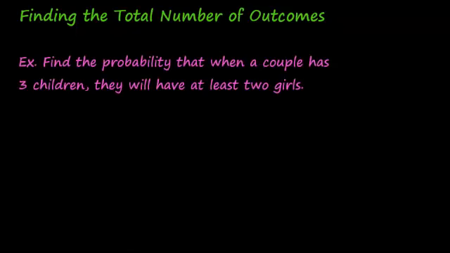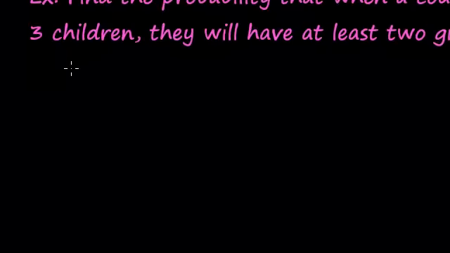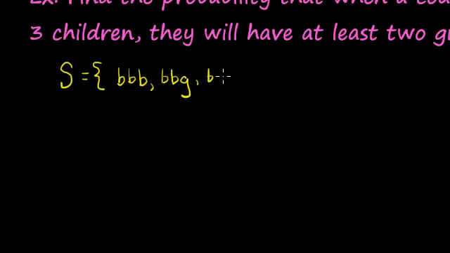We want to find the probability that when a couple has 3 children, they will have at least 2 girls. Okay, so we need to start by determining the sample space for this problem. The sample space would be all the possibilities when a couple has 3 children, right? So they could have 3 boys. Or the first 2 children could be boys and then they had a girl. Or the girl could be the middle child.